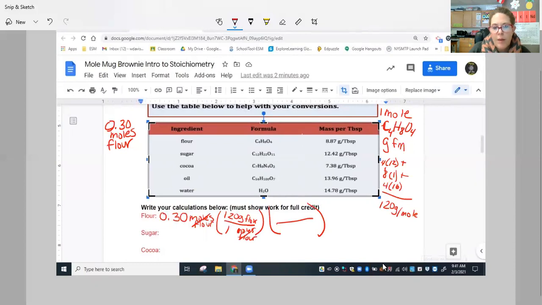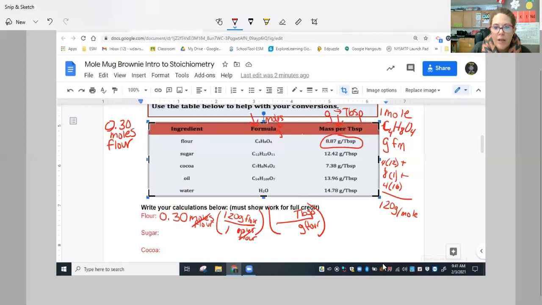Now I want to get rid of the grams of flour, so move that down here. I know that 8.87 grams of flour is equal to 1 tablespoon. Slash TBSP means 1 tablespoon is 8.87 grams. So this is my conversion factor from mass to tablespoons. This is my conversion factor from moles to grams. This is how I get from moles to grams, and this is how I get from grams to tablespoons.